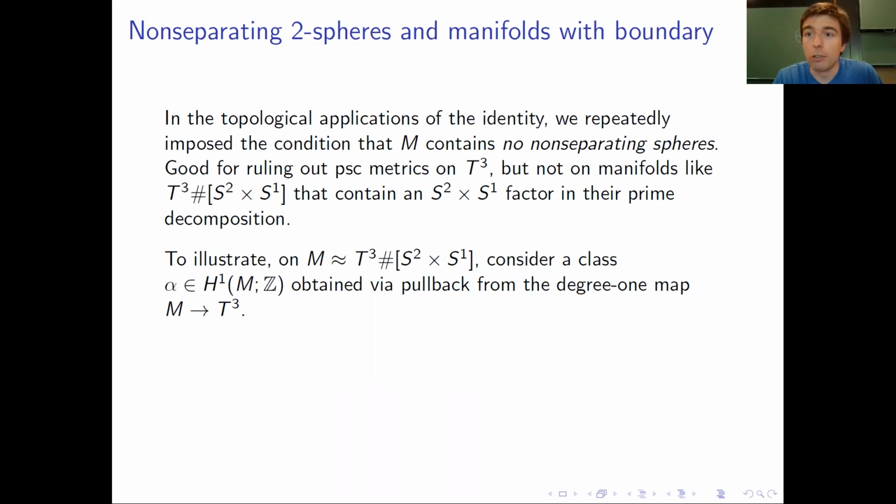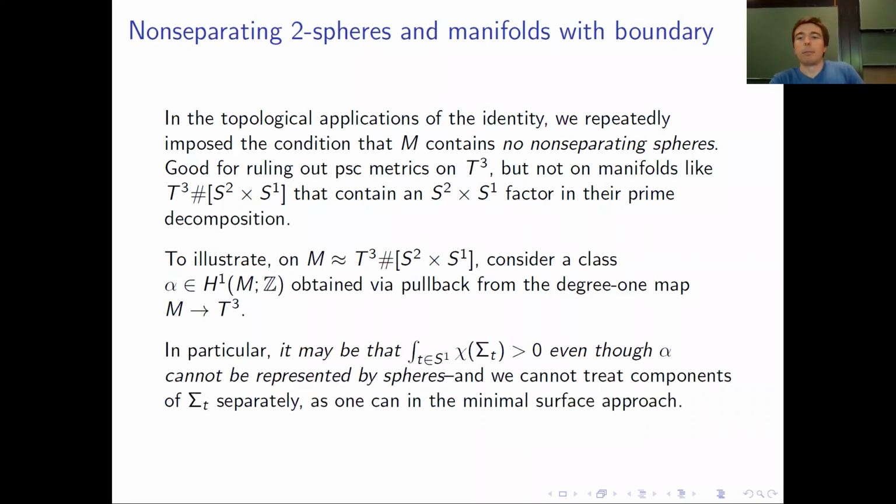So how can we get around this issue for applications? So this was some work with, let's see. In particular, it can turn out that the average Euler characteristic is positive, even though this homology class can't be represented just by unions of two spheres.